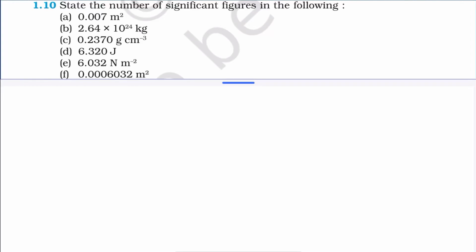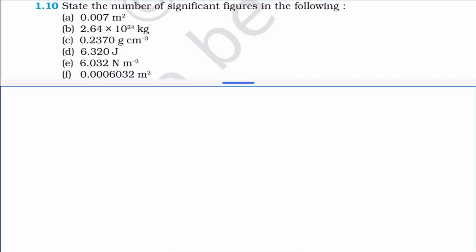Question number 1.10, they are telling us to state the number of significant figures. To find the significant figures, there are actually two rules. In many books I have seen 6 rules, 7 rules, 8 rules. Depending upon the book, you will see various numbers of rules, but ultimately there are 2 rules. If you remember these 2 rules, that's it.